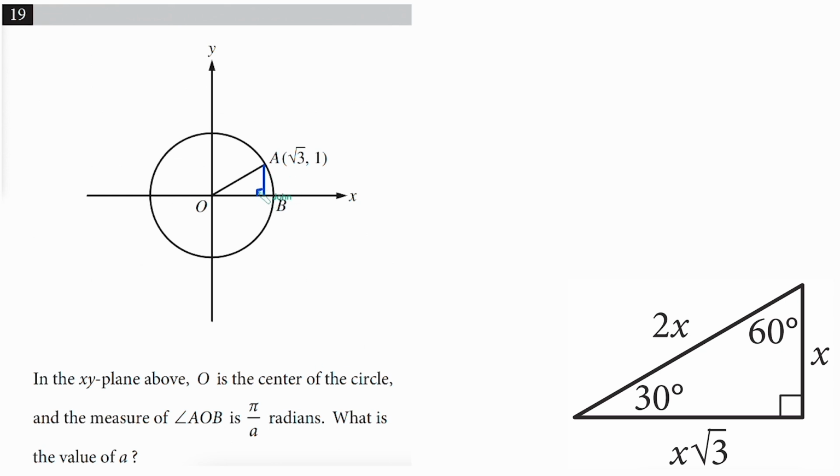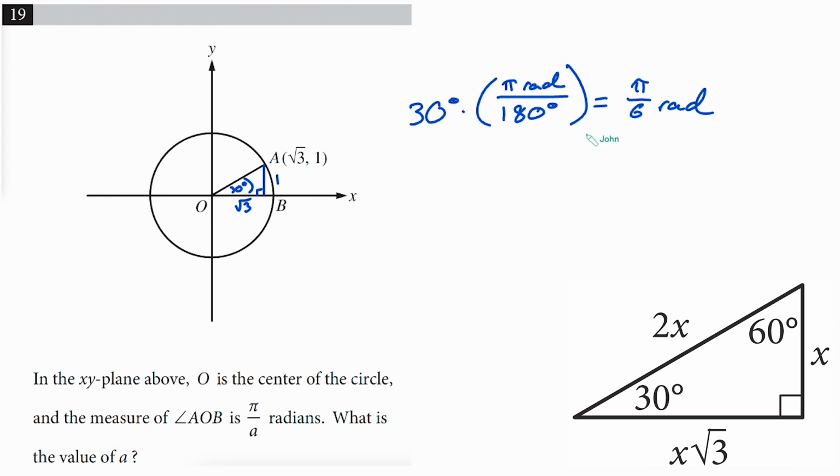We have that the long leg is root 3 times the short leg, and so angle AOB is 30 degrees. Now, if we multiply 30 degrees by the conversion factor, pi radians over 180 degrees, we get pi over 6 radians, and so a is 6. If the sound of the word radian gives you a cold shiver down your spine, then check out my previous video on arcs of circles, and that should resolve that shiver in a little under 2 minutes.